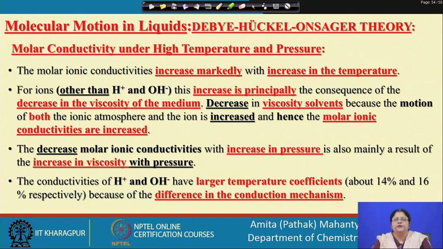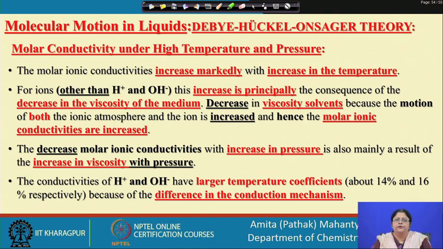So if you are increasing the pressure, the viscosity of the medium increases, and since the viscosity increases, the retarding forces are going to be more effective, so the ions cannot move as easily through the solution. So when you are increasing the pressure, you have a decrease in the ionic conductivities. The conductivities of H plus and OH minus have larger temperature coefficients, around 14 to 16% respectively, because of the difference in the conduction mechanism.